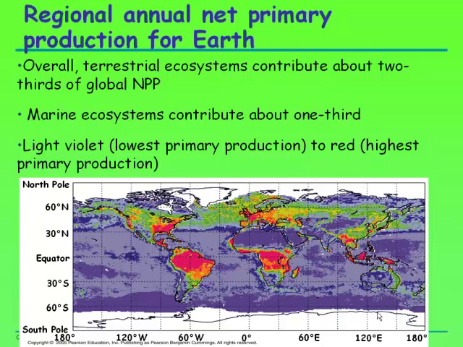So the light violet is the lowest primary production, and the red is the highest primary production. The red is chlorophyll activity, and this was collected by satellites. Note that the tropical areas of land have the highest rate of production, yellow and red on the map.